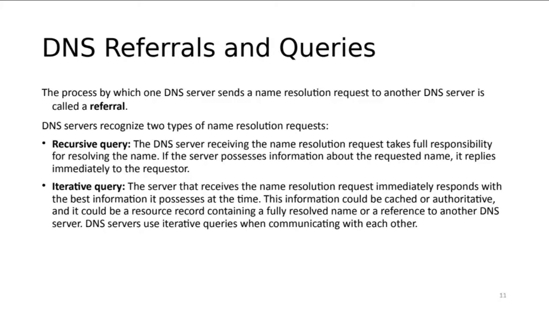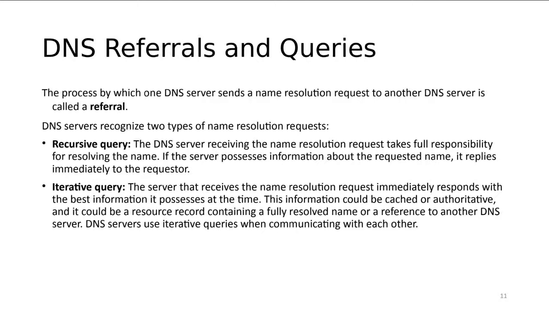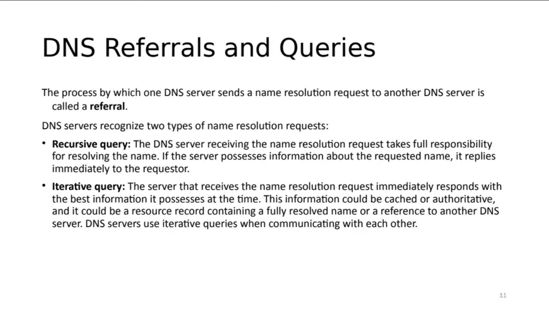We already mentioned that we have two types of referrals or queries. So we have two types of name resolution in DNS server. We have the recursive query. The DNS server receives the name resolution request. It takes full responsibility for resolving the name. If the server possesses information about the requested name, it replies immediately to the requester. That's why it's called recursive. It's taking full responsibility. Receive the request, it will reply.